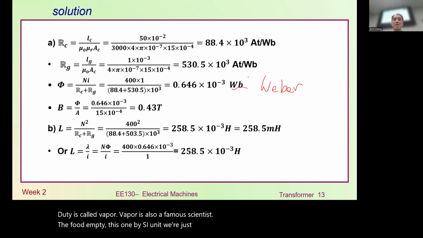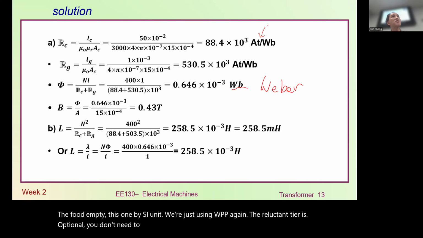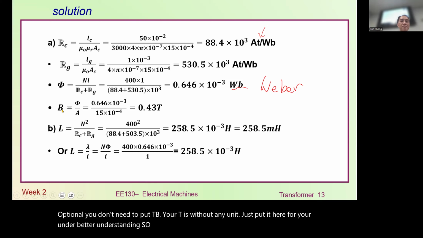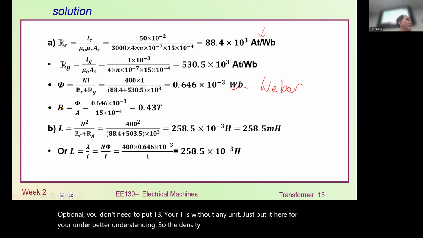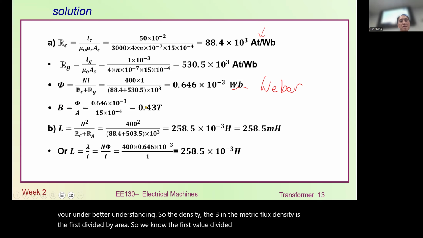Again, the unit here is optional. You don't need to put T, because T is without an N unit. Just put it here for your better understanding. So the B, the magnetic flux density, is the flux divided by the area. We know the flux value, divide by the area, and it gives us the density, right?